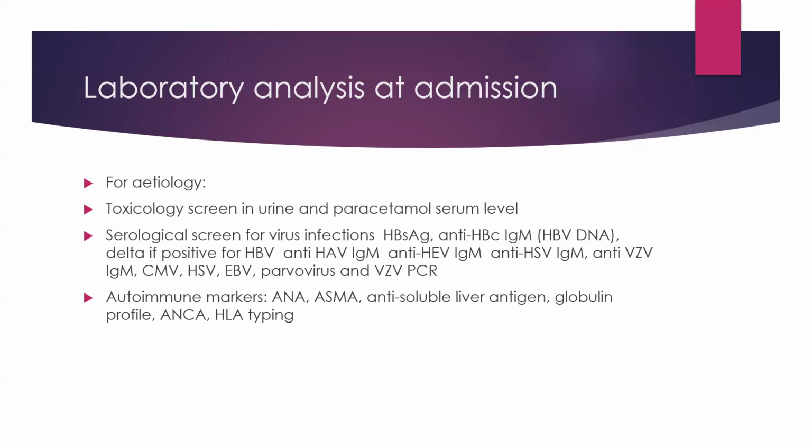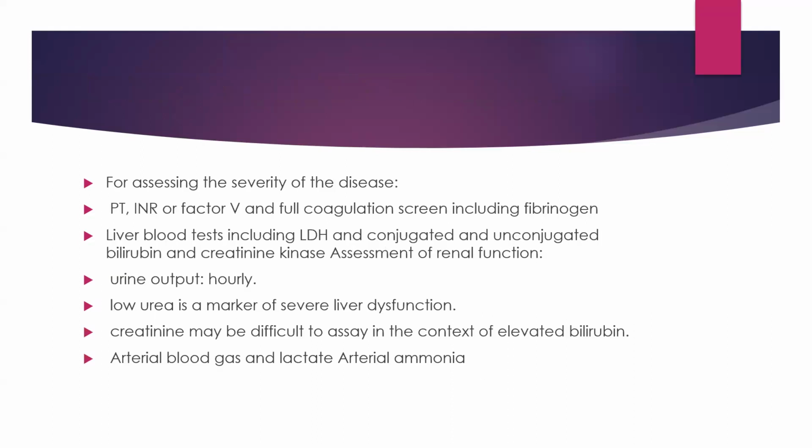Then the next is the serological screen for virus infections like HBsAg, anti-HBc IgM, delta if positive for HBV, anti-HIV IgM, anti-HEV IgM, anti-HSV IgM, anti-VZV IgM, CMV, HSV, EBV, parvovirus, VZV PCR. Then autoimmune markers in case of any autoimmune hepatitis like ANA, ASMA, anti-soluble liver antigen, globulin profile, ANCA, and HLA profile typing.